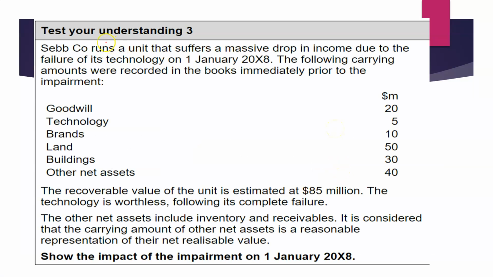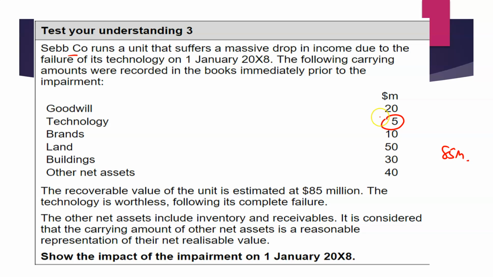So let's look at this example, and hopefully as you do kit questions, you'll see more. Sebco runs a unit that suffers a massive drop in income due to failure in tech. So we have a problem with the tech. That's going to have to go anyway. So the following were recorded. The recoverable amount is now 85 million. So let's look at currently what the situation is.